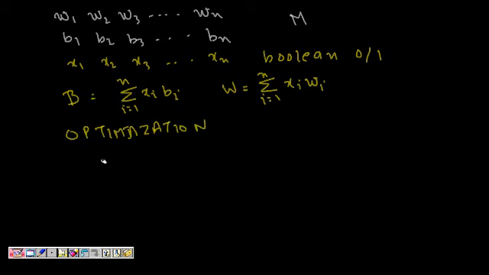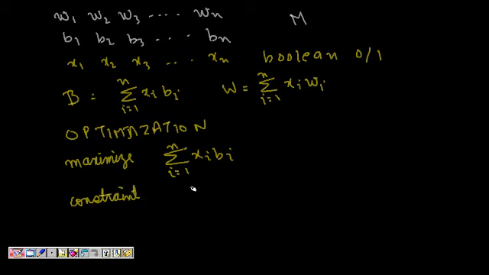And what we need to do is that we want to maximize the profit. Okay, maximize the summation xi bi, and the constraint is that summation i is equal to 1 to n, xi wi should be less than or equal to W. Okay, so this is the case. So how to solve this thing?